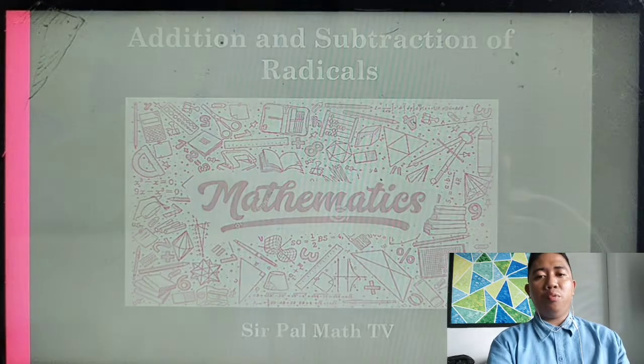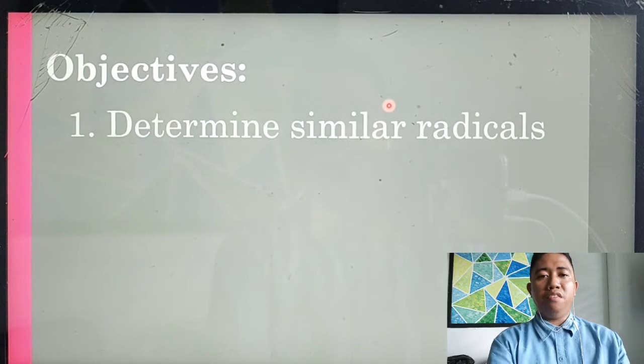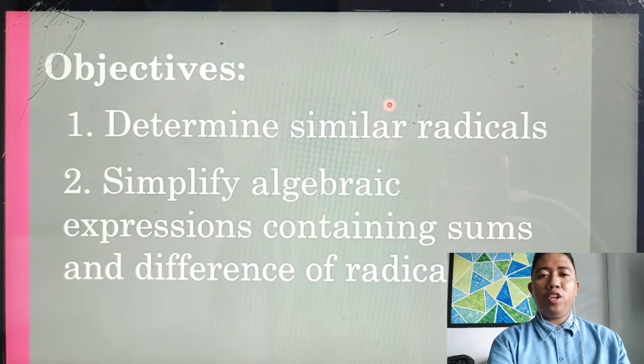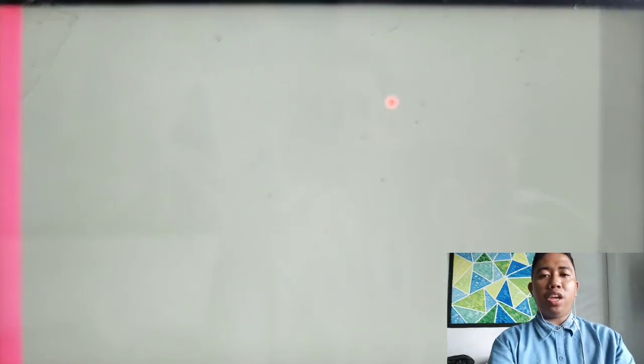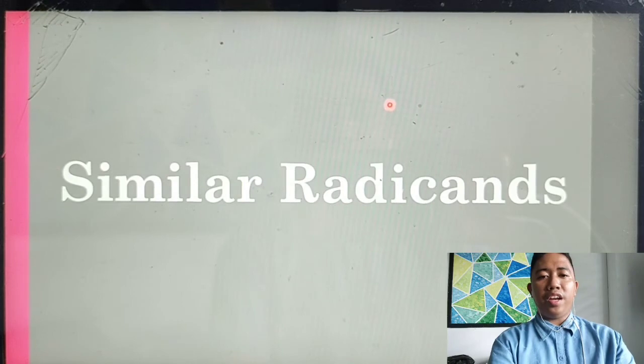Let us start with our learning objectives for today's lesson. Here are our learning objectives. First, you will be going to determine similar radicals. And second, you will be going to simplify algebraic expressions containing the sums and differences of radical expressions. Okay, so let us start with our simple topic, which is about similar radicands. What is similar radicands?